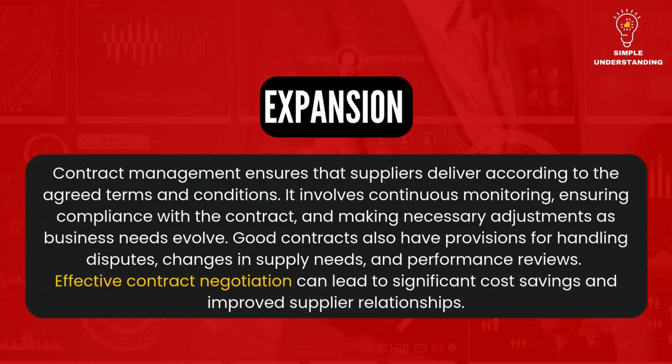Expansion. Contract management ensures that suppliers deliver according to the agreed terms and conditions. It involves continuous monitoring, ensuring compliance with the contract, and making necessary adjustments as business needs evolve. Good contracts also have provisions for handling disputes, changes in supply needs, and performance reviews. Effective contract negotiation can lead to significant cost savings and improve supplier relationships.